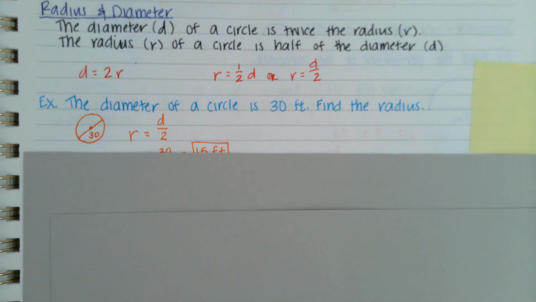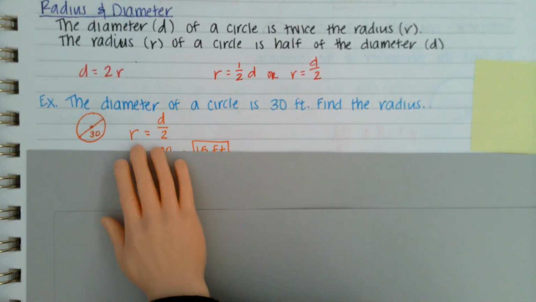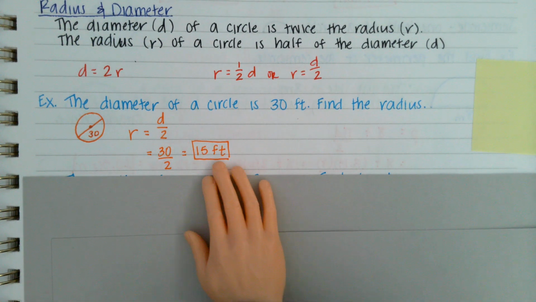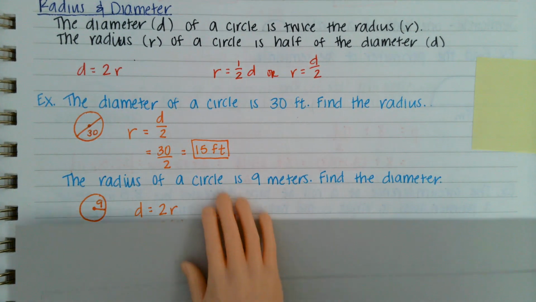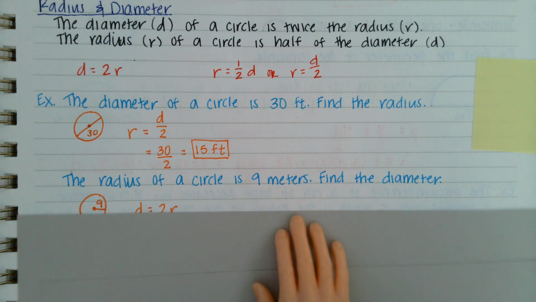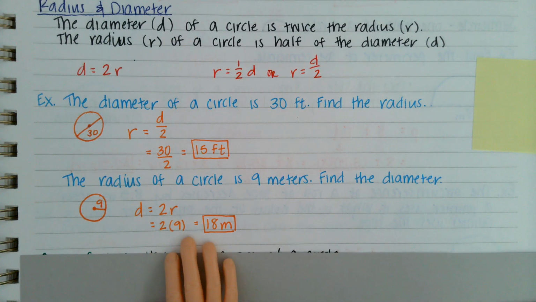The diameter of a circle is 30 feet. We are going to find the radius. So radius equals diameter divided by 2, and 30 divided by 2 is 15. If the radius of a circle is 9 meters, we're going to find the diameter. So diameter is 2 times the radius, and 2 times 9 is 18.